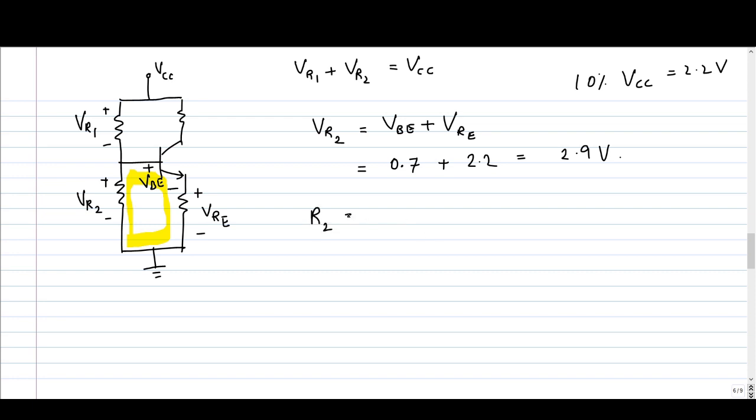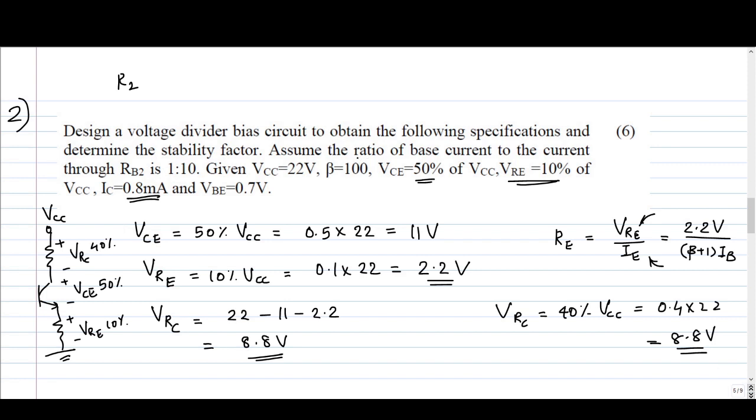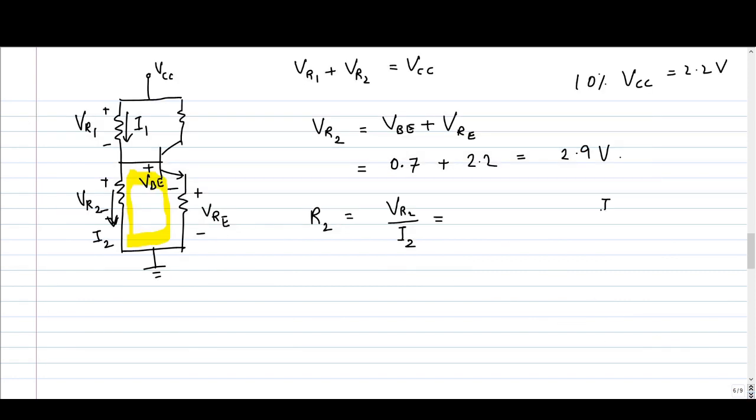Now to calculate R2, what you need is VR2 divided by current through R2. Suppose the current through R2 is I2, and suppose current through R1 is I1. So we need the value of I2. So what is I2? If you go to the question, you can see that the ratio of base current to the current through R2 is 1:10. So I2 is 10 times IB. So R2 is VR2, 2.9 volt divided by 10 times IB. IB is 8 microampere. So if you do the simplification, you will get the value of R2. So that value is 36.25 kilo ohm. So you can check it.